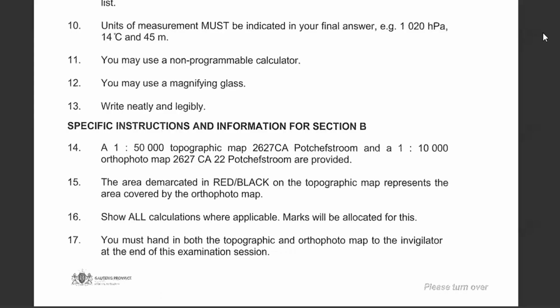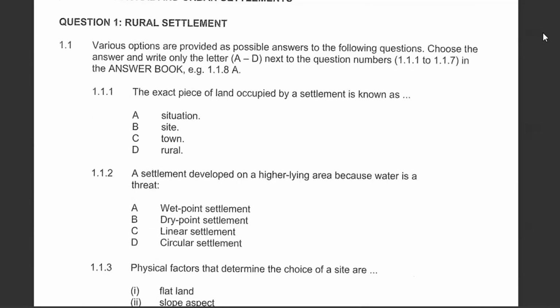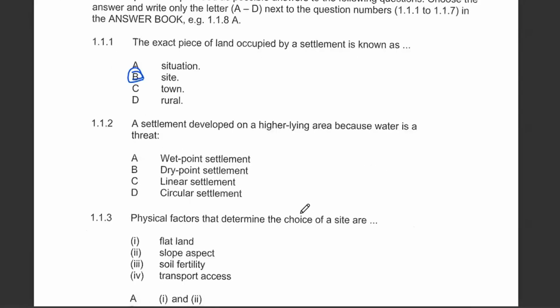All right, so moving on with our questions, we are going to question number 1.1.1. The question is saying, a piece of land occupied by settlement is known as. Right, we are looking at a piece of land over which a settlement is located. That is the site of a settlement. When we are looking at the exact land over which a settlement is established, that is a settlement site. A situation we are looking at the location of a settlement in relation to the surrounding environment. So our response is B for the first question.